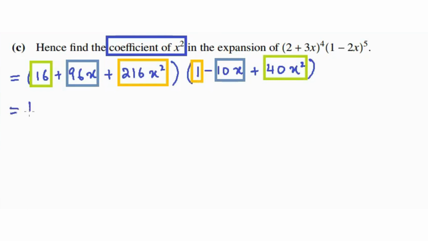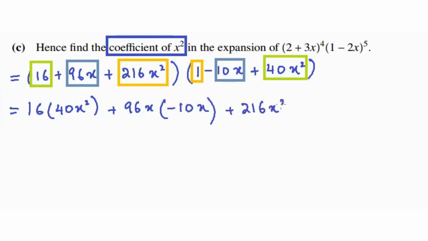So that means 16 times 40x^2 plus 96x times negative 10x plus 216x^2 times 1. Once you multiply them and add the products, what you would get is negative 104x^2. So negative 104 is your coefficient for x^2.